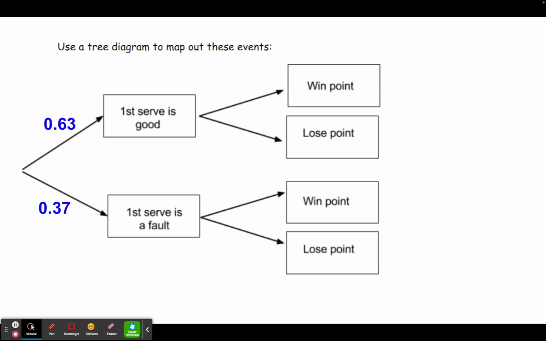Now, depending on what happens with the serve, he's either going to win the point or lose the point. And they tell us that when the first serve is good, the probability that he wins the point is 0.78. That means that the probability he loses the point would be 0.22. They also tell us in the problem that when the first serve is not good and he has a fault, he only wins the point 57% of the time. So 1 minus that gives us a probability of 0.43 that he loses the point.